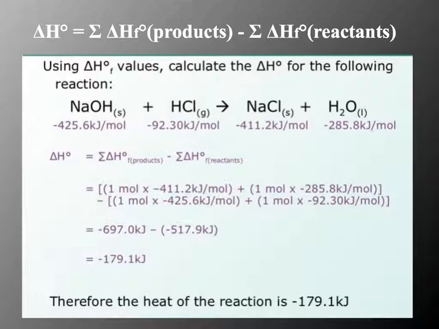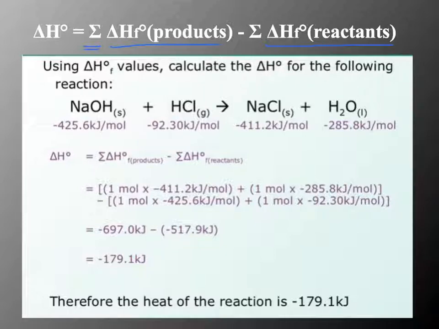Here's an example of how you use it. In order to calculate the standard enthalpy for a particular reaction, you need to take the sum. This little symbol here is the capital letter sigma in the Greek alphabet, and it just means take the sum of all the enthalpies of formation for the products and subtract from that the sum of all your standard enthalpy of formation for the reactants.